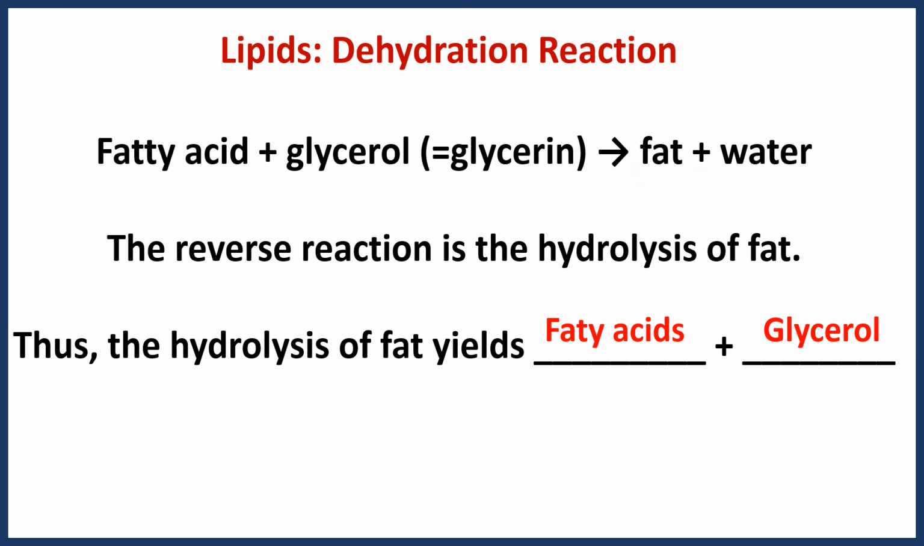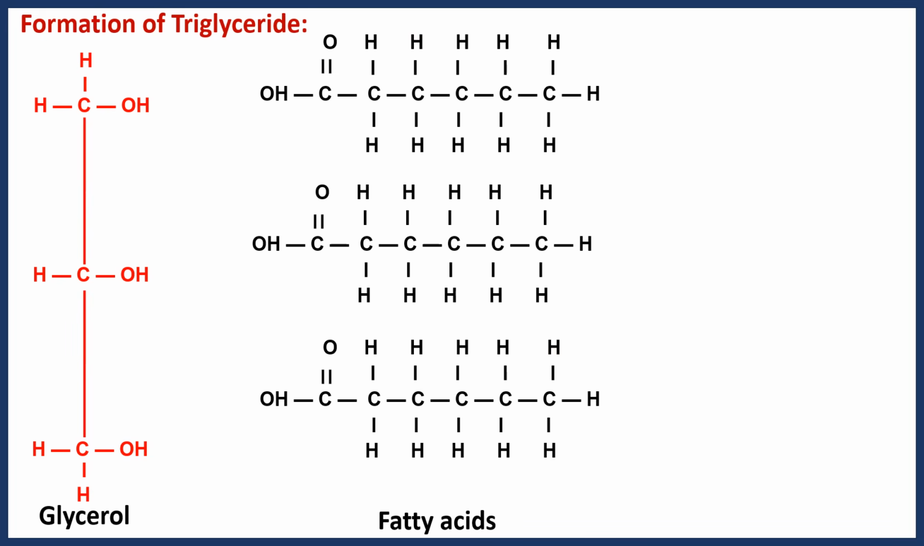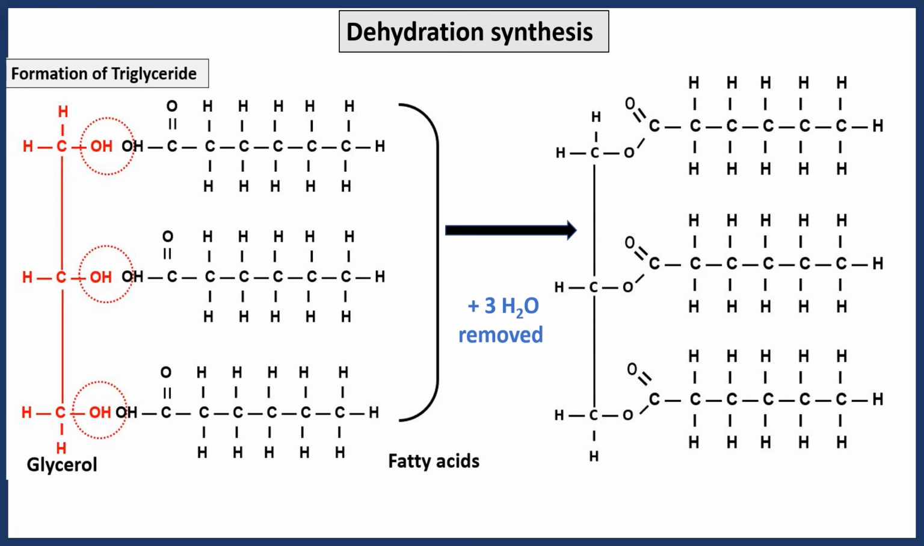In the lipids dehydration reaction, fatty acids and glycerol molecules combine to form triglyceride, a type of fat, through dehydration synthesis. During this reaction, each fatty acid molecule forms a bond with the glycerol backbone by removing a molecule of water. The hydroxyl group from the glycerol and hydrogen atom from the fatty acids are removed, resulting in the release of 3 water molecules, one for each fatty acid. This process creates the ester bonds that link the fatty acids to the glycerol, forming a triglyceride.